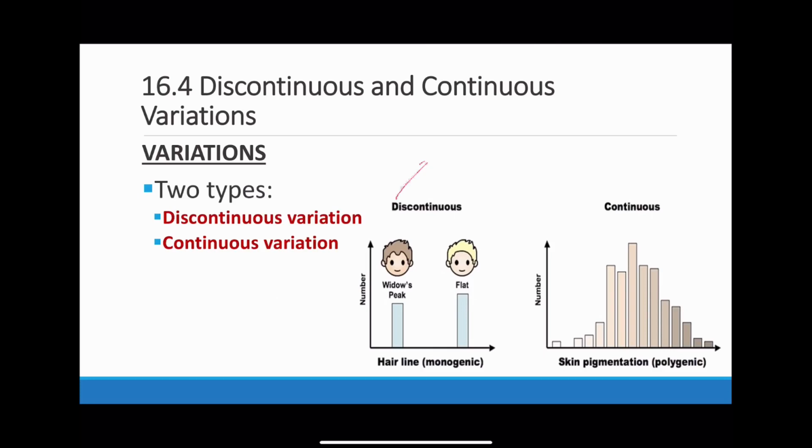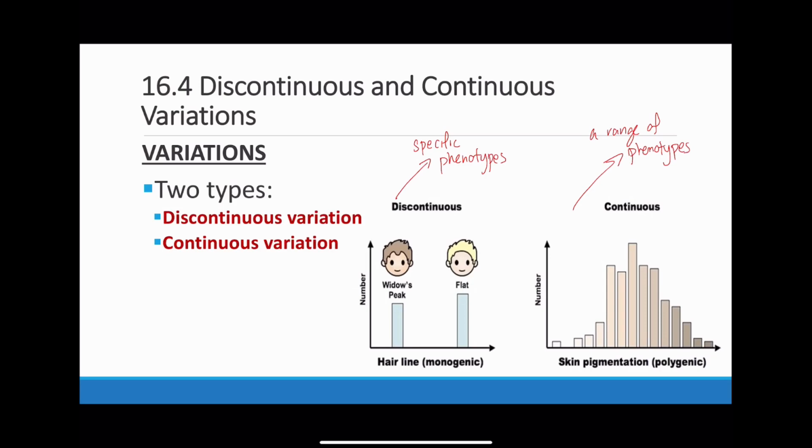For discontinuous variation, usually you have specific phenotypes. So it's either you have A or you have B, or you have just a few different types of phenotypes. But for continuous variation, usually you have a range of phenotypes. So we'll take a look at some examples later on, and we see whether we can link it to whether it is looking at specific types of phenotypes, or are we looking at a range of them.